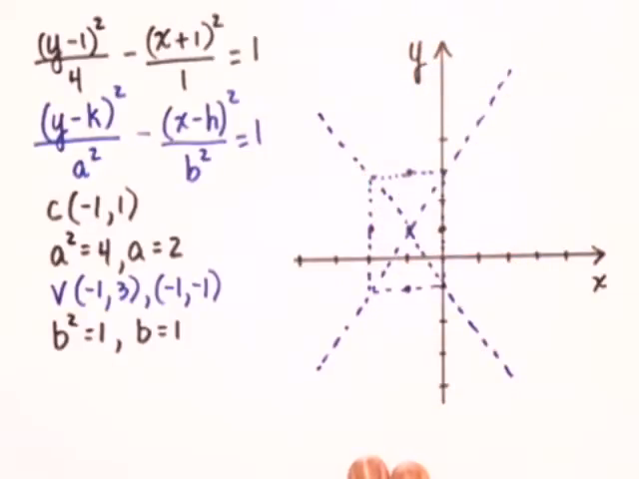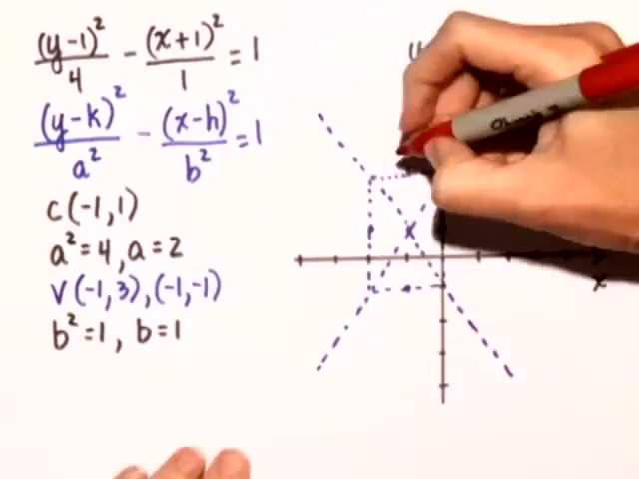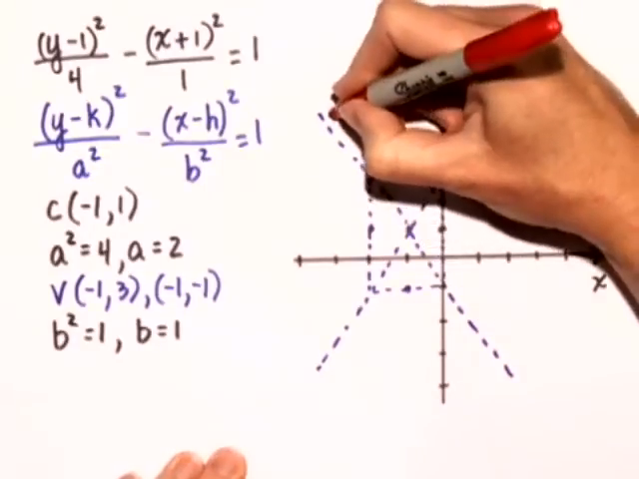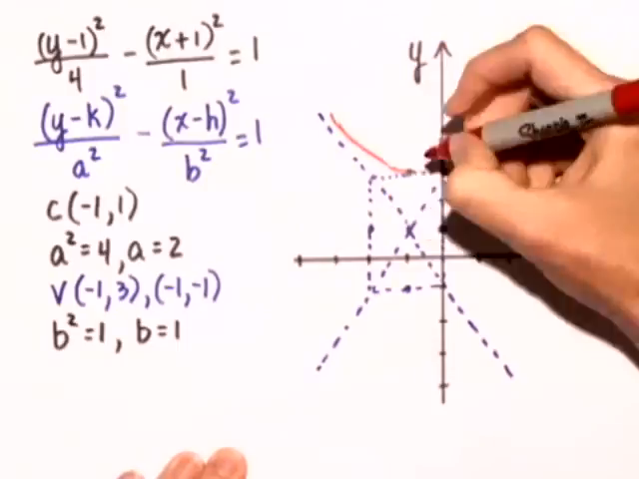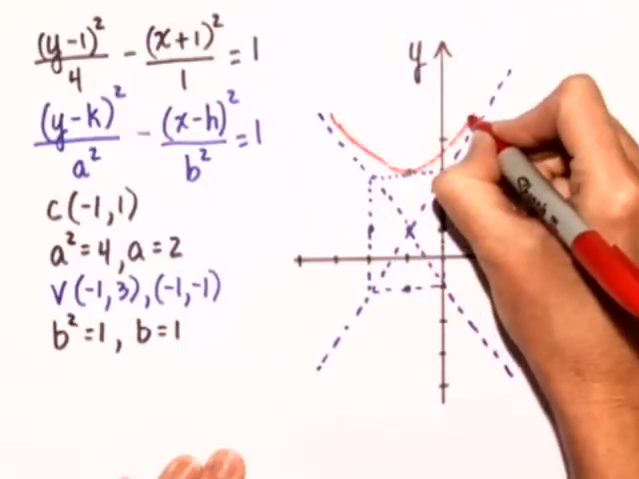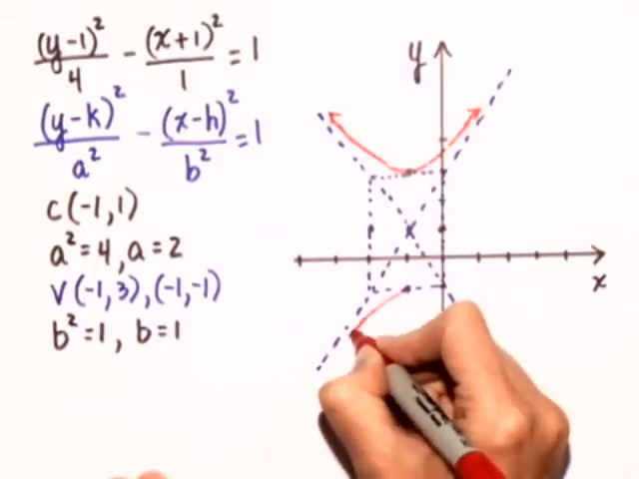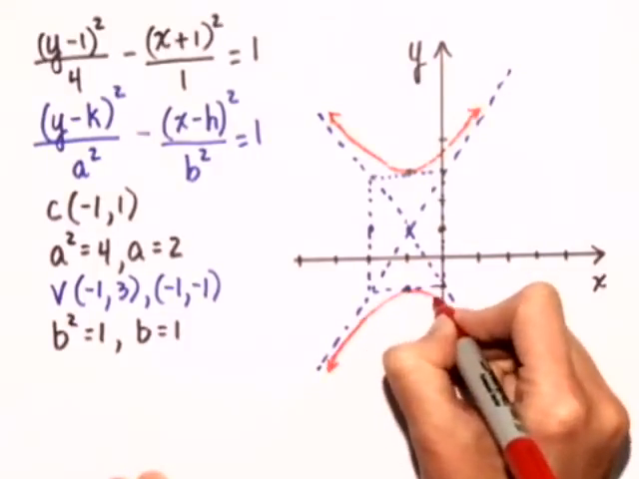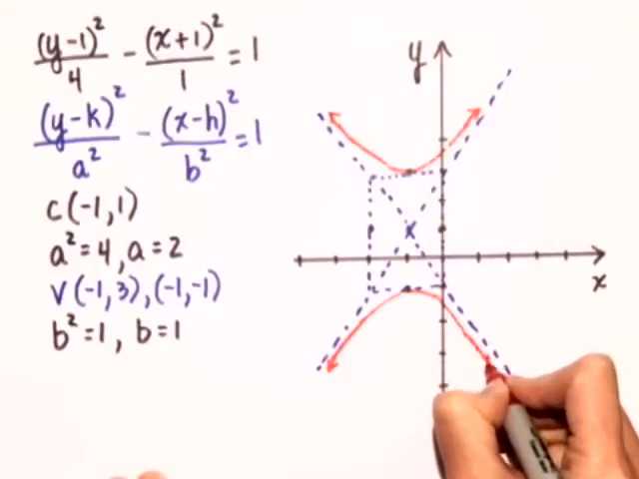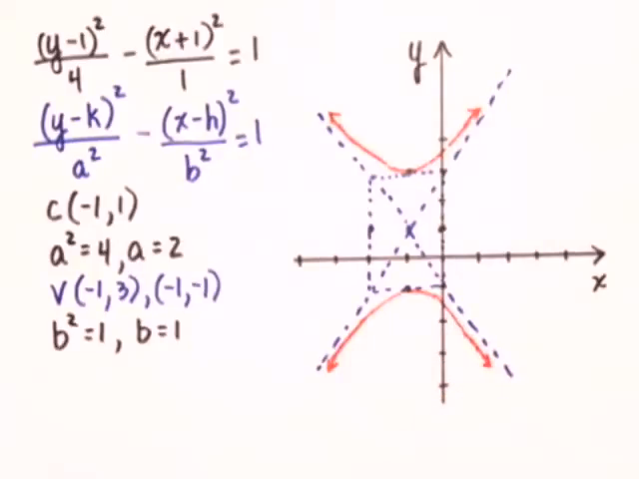Now, we know that the branches will be opening up and down at each vertex, so I'm going to go ahead and sketch those in. I'll draw the hyperbola in red. From this vertex, the branches go toward the asymptote, and from the other vertex, the branches also go toward the asymptote. Now we have a sketch of our hyperbola, but we're asked for a little bit more information. We also want to find the location of each focus.